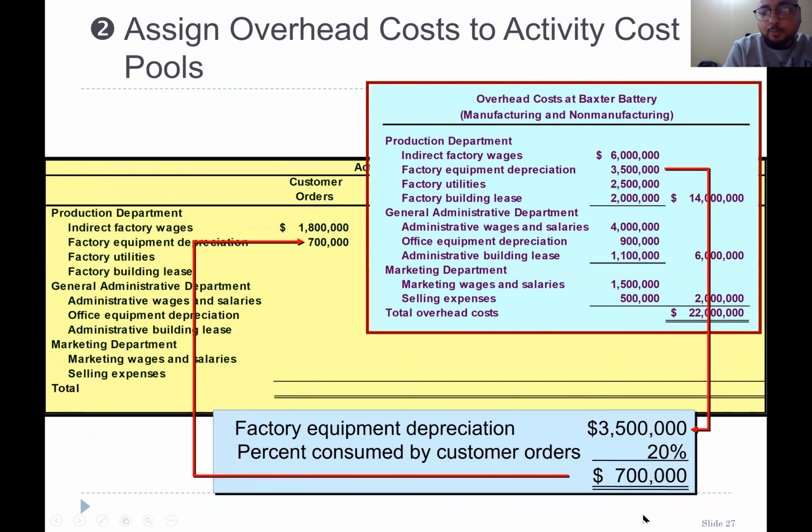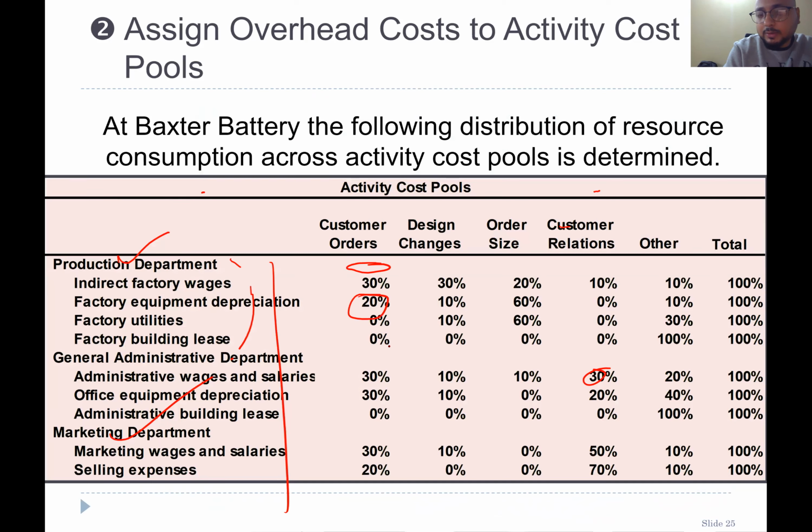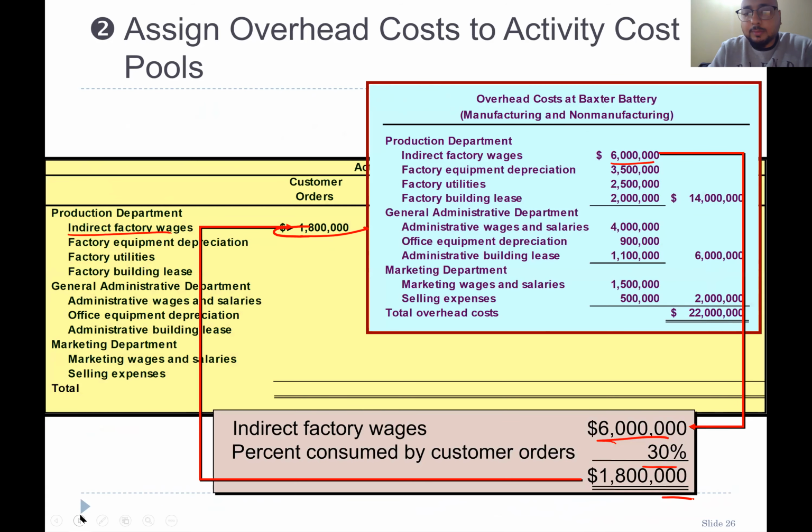So where is this factory equipment depreciation coming from? We know that 33.5 million and it is 20%, it's given. So see, 30%, 20%, 0, 0, 30, 30, 30, 20, right? We just multiply it with their value, right?